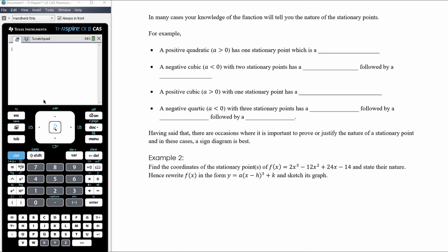Because in year 11 we're only differentiating polynomial functions, generally speaking we're differentiating a function where we know what it looks like, and so we should actually be able to determine the nature of the stationary point without needing to go to a sign diagram. Having said that, you must know how to do sign diagrams. We'll talk more about this in some applications.